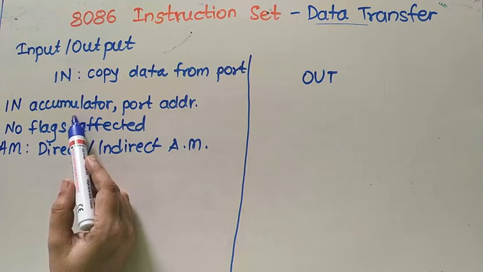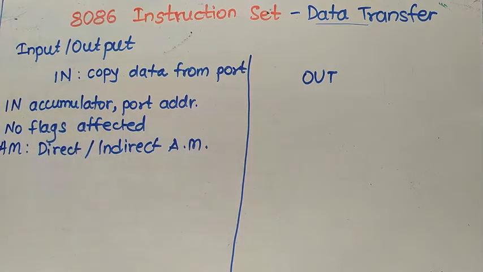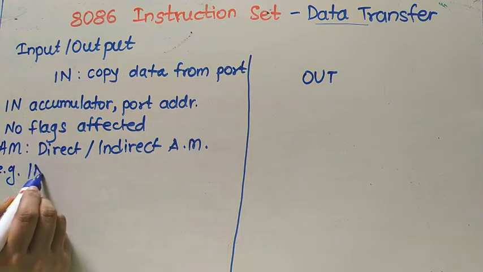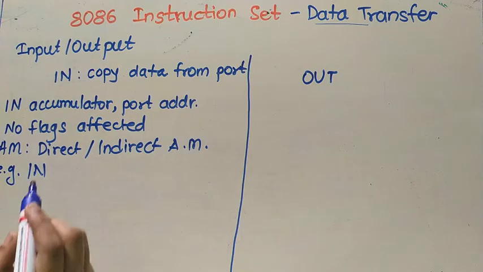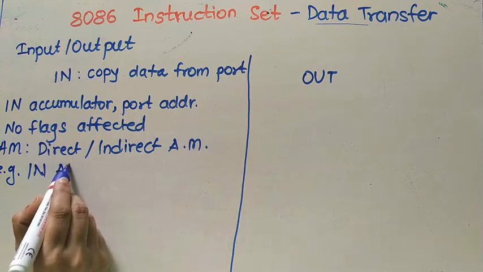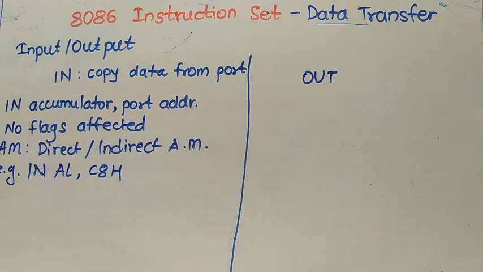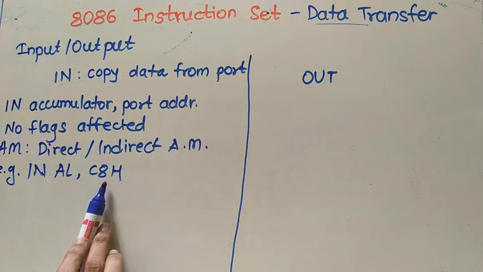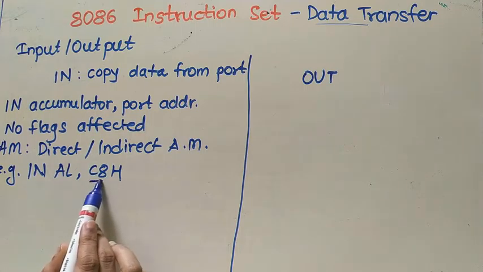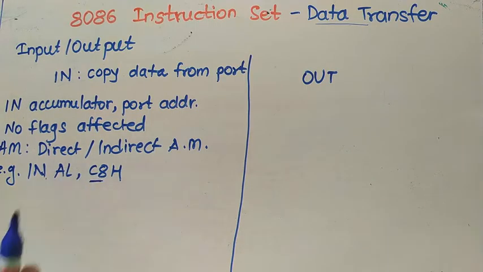Now, the data can be 8-bit or 16-bit. We can see an example of this IN, for example, IN accumulator, let's say for 8-bit AL, comma, C8H. So, here the port address mentioned is C8H. The instruction will copy the contents of the port whose address is given here into the AL register.